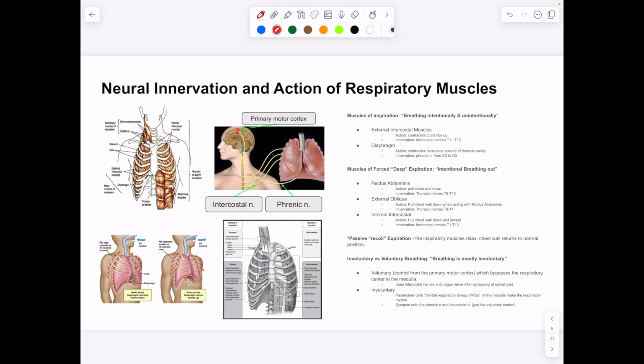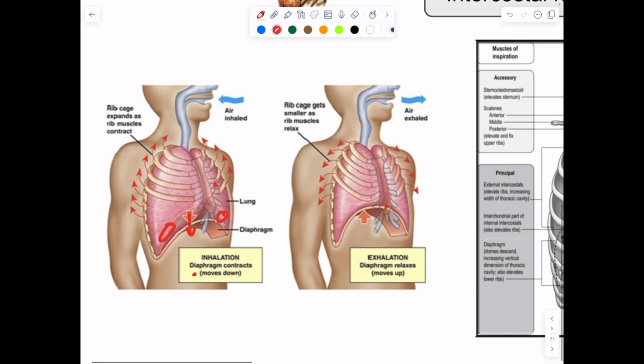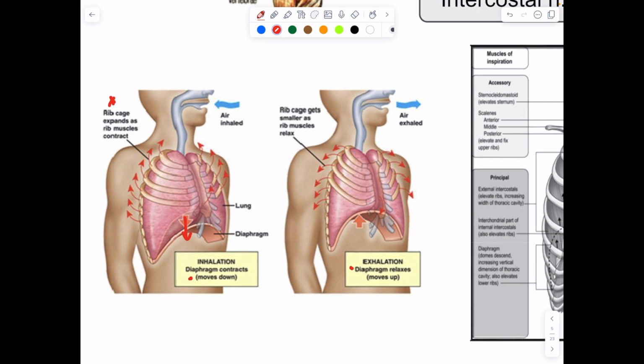All right, so we started off our discussion of the respiratory system with looking at inspiration versus expiration. In inspiration, aka inhalation, the diaphragm is going to contract and move down, and so it's going to expand the thoracic cavity, and the external intercostal muscles are going to pull the ribs up and out, so they will also expand the thoracic cavity. And then during exhalation, the diaphragm is going to relax. That's going to decrease the volume in the thoracic cavity, and the rib cage is going to get smaller.